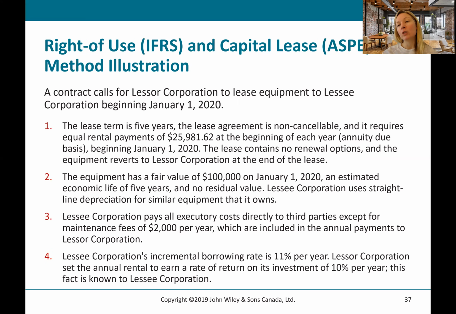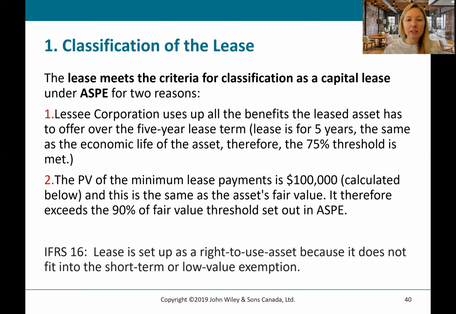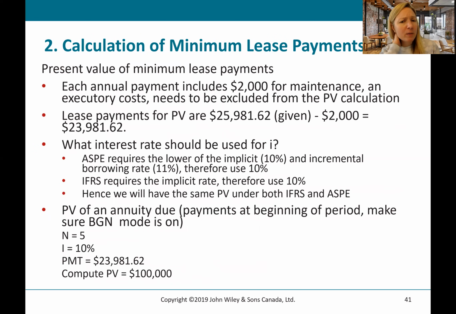So it didn't actually use the words implicit rate in that question, but when the lessor, so going back to our previous calculation that we had done to figure out how to earn a specific rate of return for the lessor, that is the implicit rate. So that 10% is our implicit rate. Okay, so if we go back here, the implicit rate is going to be 10% under ASPE because it's the lowest of the 2.